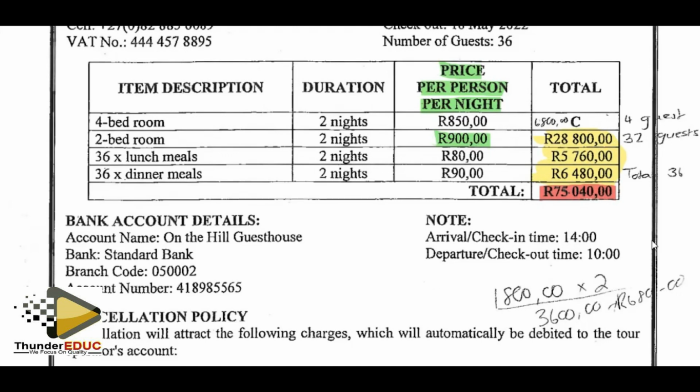So the value of C will equal 75,040 rands minus the total of all this, which is 28,800 plus 5,760 plus the 6,408, and the value of C became 34,000. That's the value of C, to max.